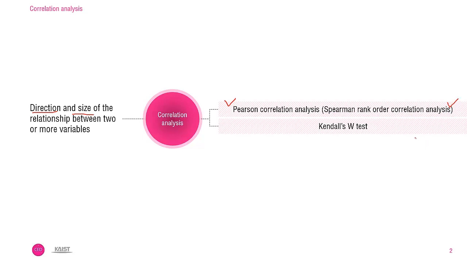The Kendall's W test is particularly interesting for design research. The W value from Kendall's W test rather roughly indicates the tendency, but it is quite practical because we can identify the strength of the relationship among more than two variables at once.